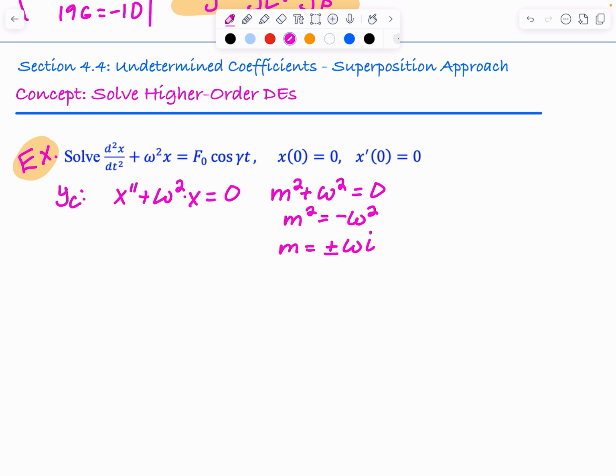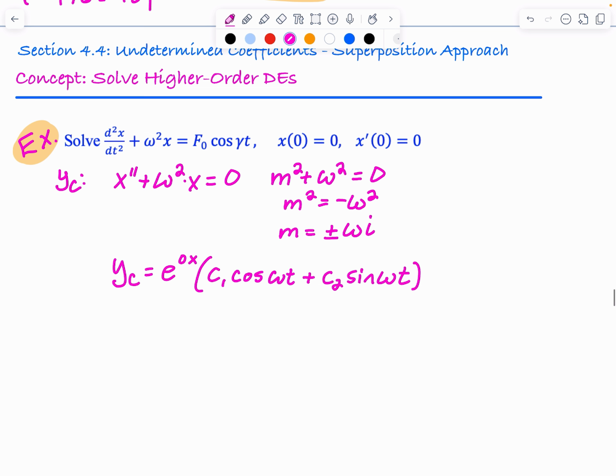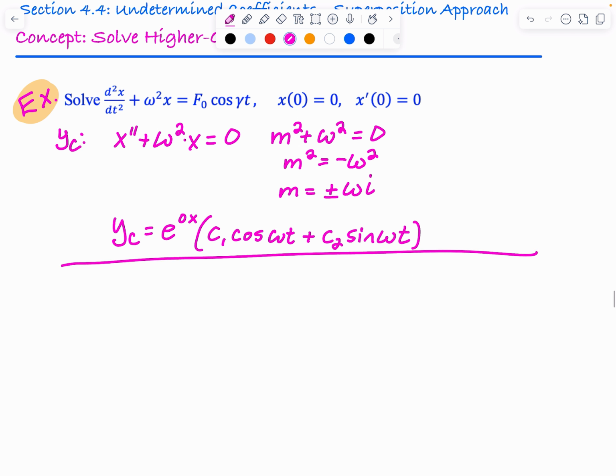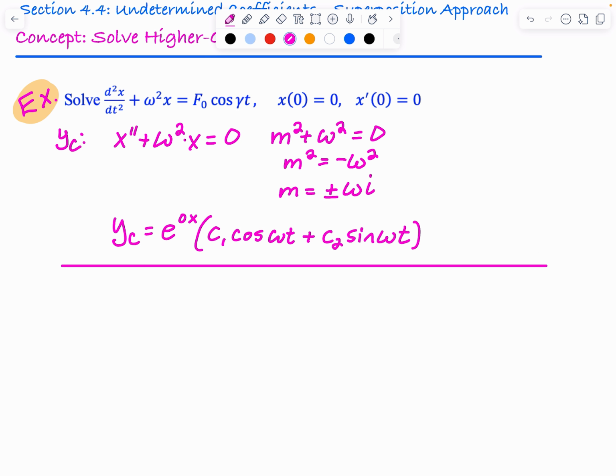That is a complex solution, so the complementary general solution will be, well, it's going to be e to the 0 x. I guess we'll write the whole thing. Then I'm going to get C1 cosine omega t plus C2 sine omega t. But we don't need e to the 0 x, so I'm going to leave it like that. We know that e to the 0 x doesn't need to be there because that's just a 1.